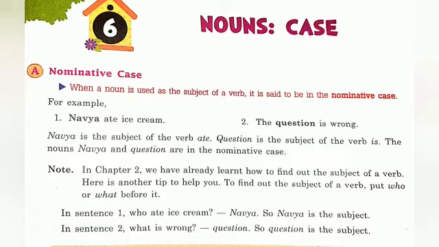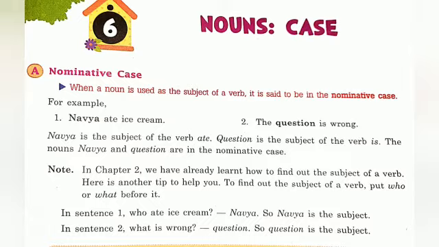So nominative case क्या होता है? जब कोई noun sentence में subject की तरह प्रयोग किया जाता है, that is called nominative case. Some examples are written here, you can see it here. Navya ate ice cream. So what is the Navya? Navya is a name, but it is used here as a subject, so that is nominative case.